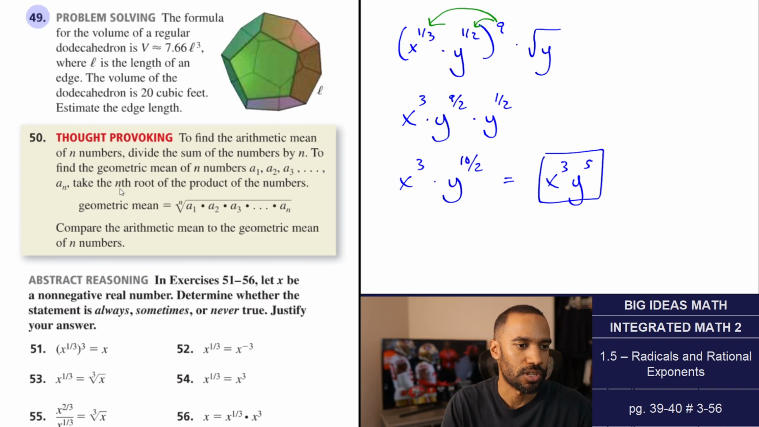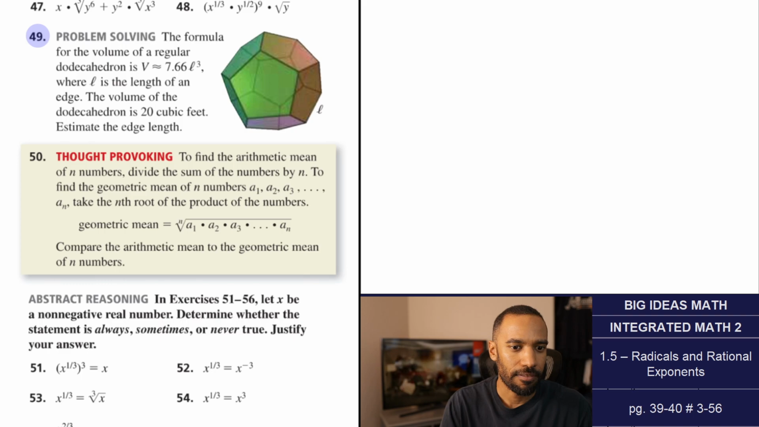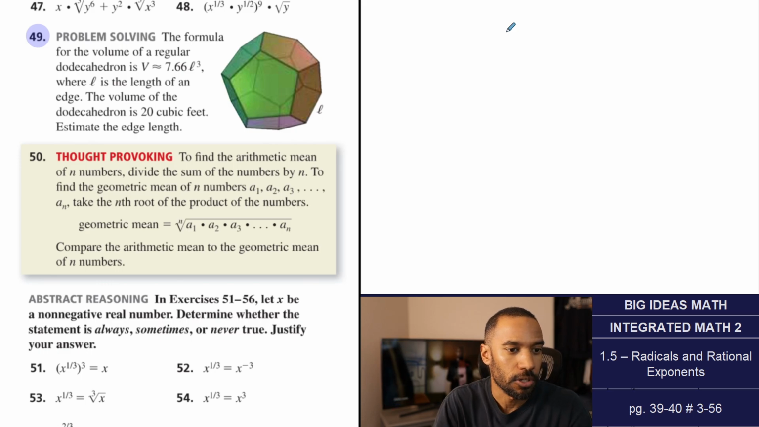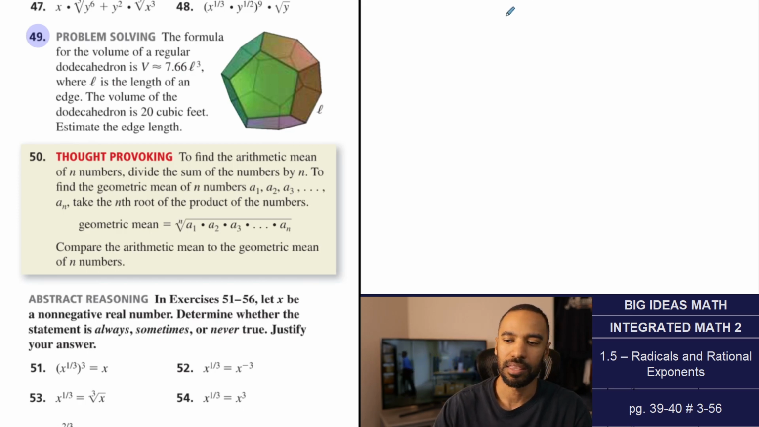Up to 56, so 8 problems left. 49, problem solving. We have, I don't know how many faces that is. Oh, they say dodecahedron, so a 12-faced shape. The formula for the volume of a regular dodecahedron is this. I didn't know that. Where L is the length of an edge. The volume of the dodecahedron is 20 cubic feet. Estimate the edge length.